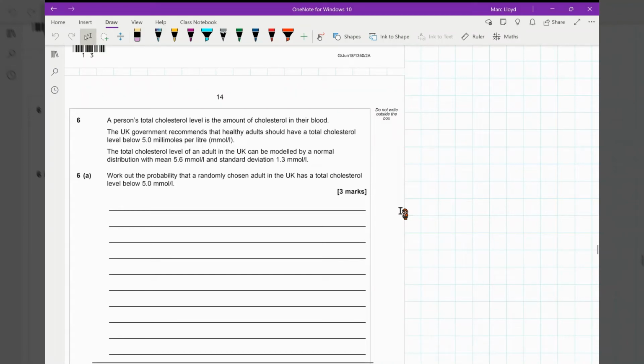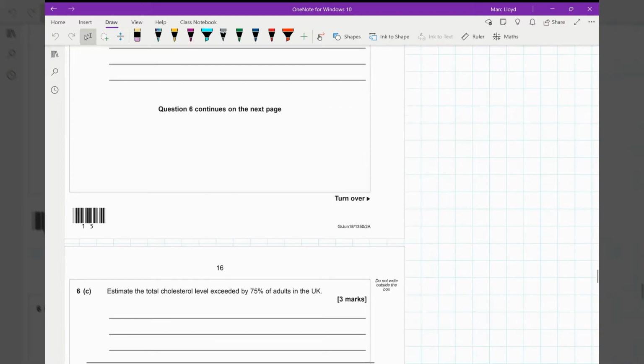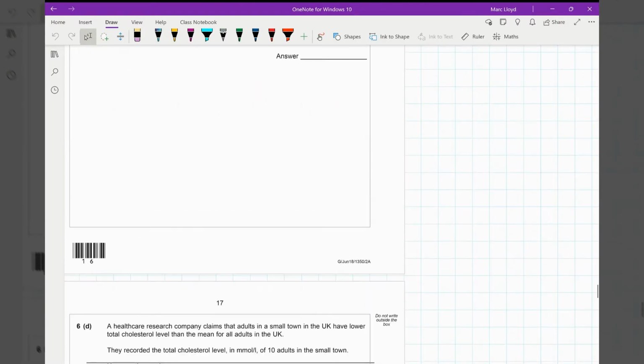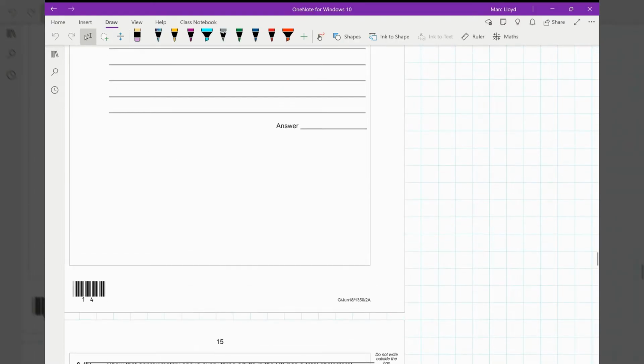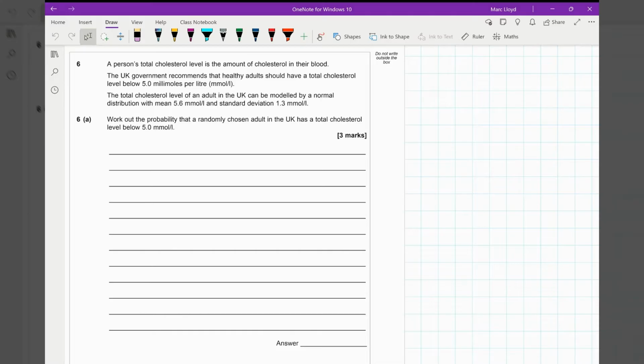Okay, question number 6. Question 6, I think, is worth 12 marks. We've got 3, 7, 10, 11, and 12. So that's about 20, I think that's 20% of the paper. It's quite a big question. I had a look at the mark scheme and I don't understand why the mark scheme is the way it is.